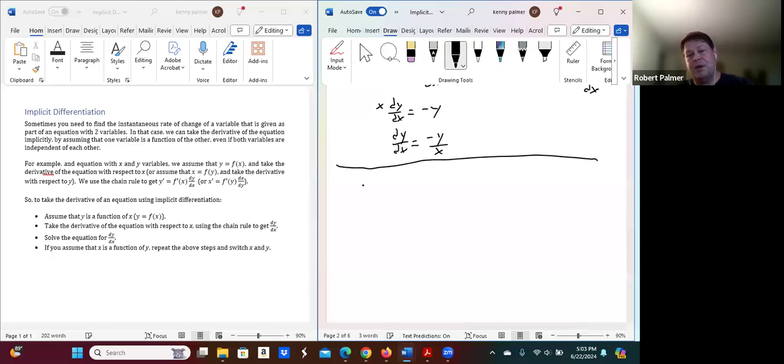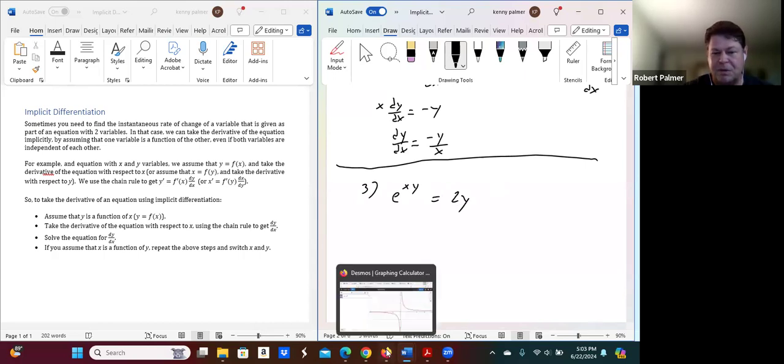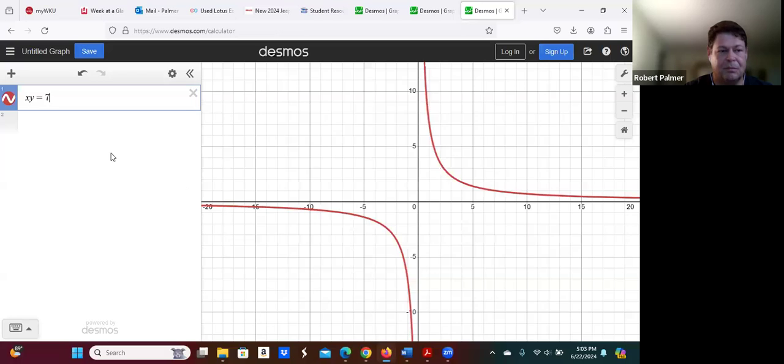Next one, number 3. Okay. This time, let's say we have this equation. e to the xy is equal to 2y. Okay. Let's go back to Desmos and see what this looks like. I'll just turn this one off.